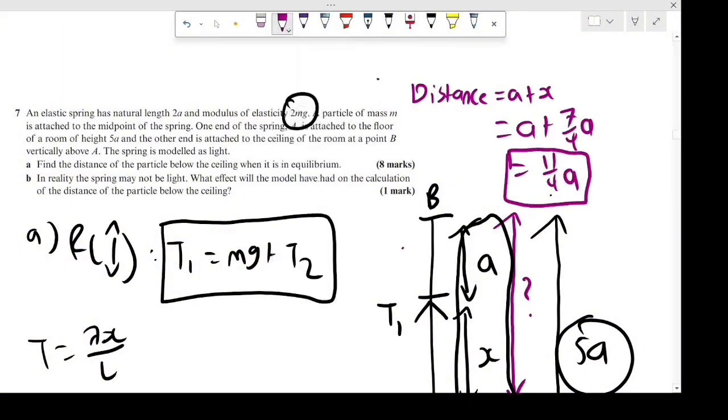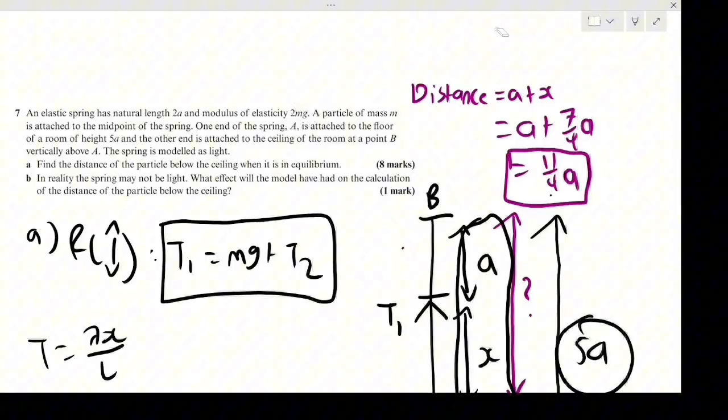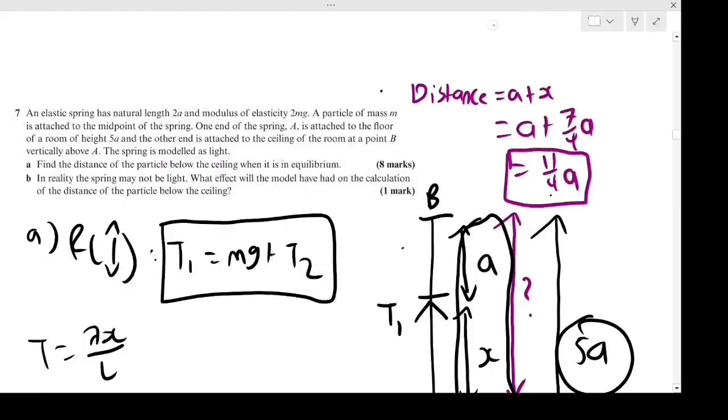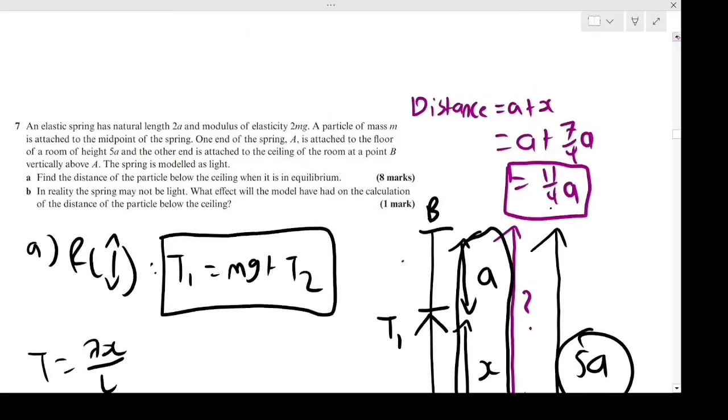Then in part B, we've got this weird one marker. So we're told in reality the spring may not be light. What effect will the model have had on the calculation of the distance we found, the distance between the particle and the ceiling? Here we're told the spring is modelled as light. That will be the assumption for every spring and string in this chapter. All of them will be light.